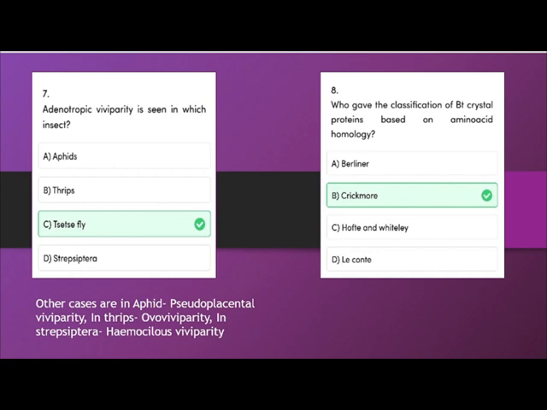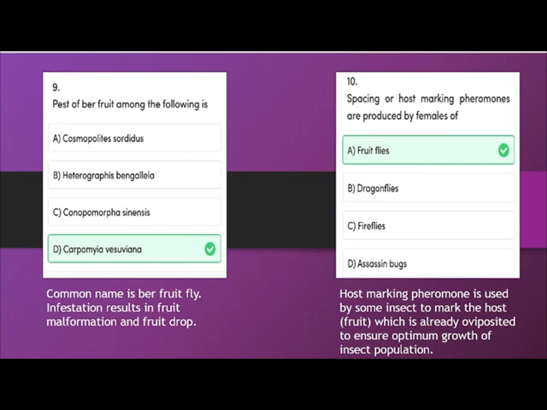Who gave the classification of Bt crystal proteins based on amino acid homology? The answer is Crickmore. Now come to the ninth question. The pest of ber fruit among the following, and the answer is Carpomyia vesuviana. The common name is ber fruit fly, and the infestation causes fruit malformation and fruit drop. Now come to the 10th question.